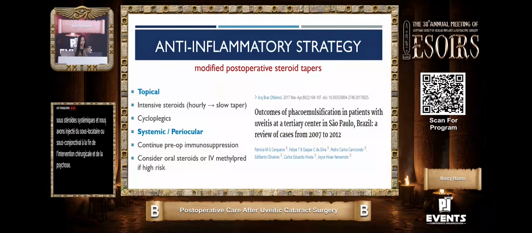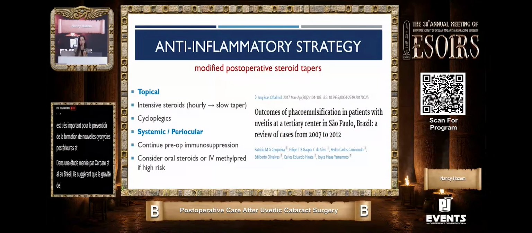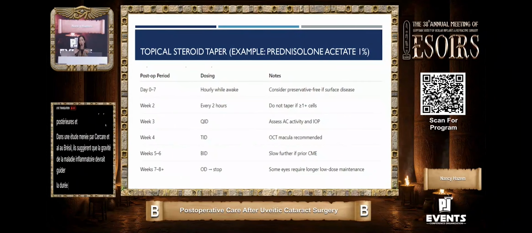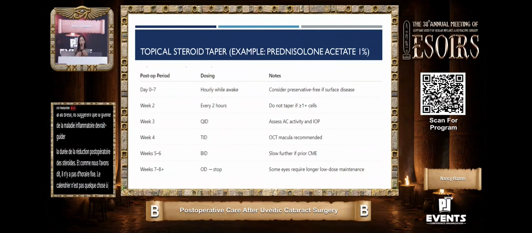And in a study by Cerqueira et al. in Brazil, they suggest that the severity of inflammatory disease should guide the duration of the post-operative steroid taper, and as we said, there is no fixed schedule. The schedule is not something to go on by the rule. It's not going to be the be-all and end-all, but it's going to be a rough estimate on how we manage our patients.